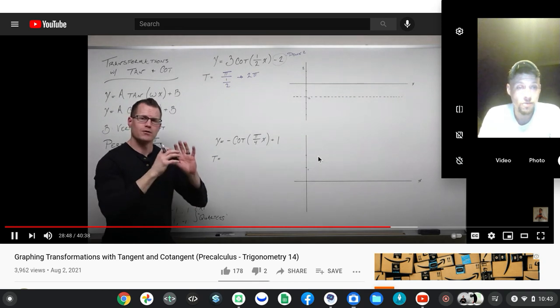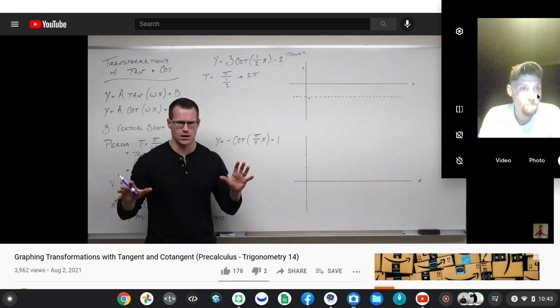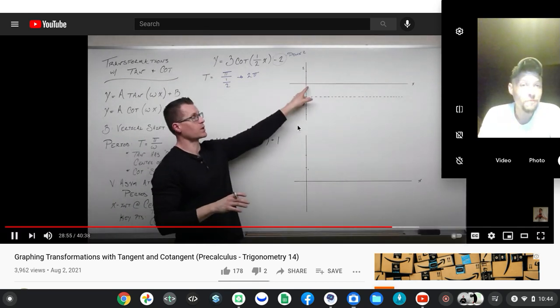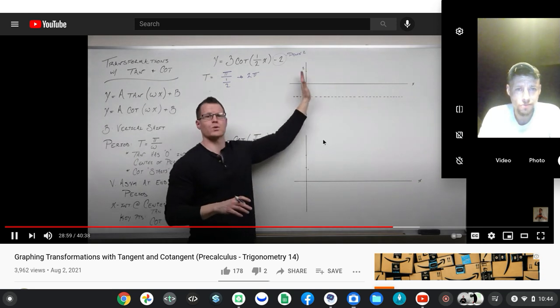We're going to go from 0 to 2 pi. Remember, tangent is centered at 0, cotangent does not. Tangent, we would have done this. Cotangent starts at 0 and goes on, just whatever that period is.